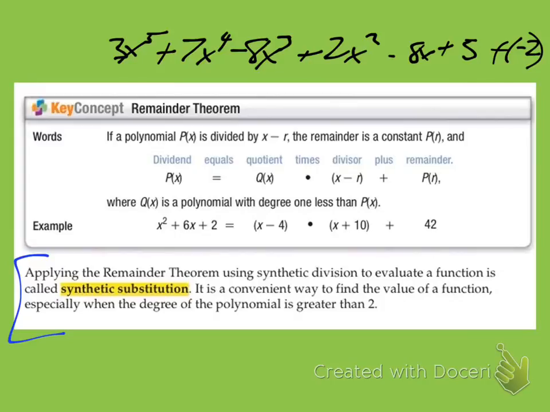3x to the 5th plus 7x to the 4th minus 8x to the 3rd plus 2x to the 2nd minus 8x plus 5. Find f of negative 2. Okay? Don't do it. I have no idea what that is. I just made that up, okay? But that's one that you're going to get asked.